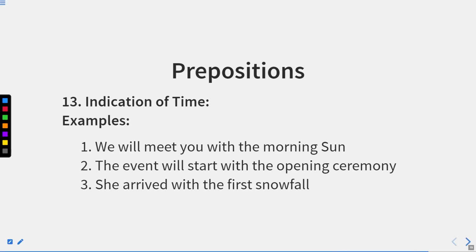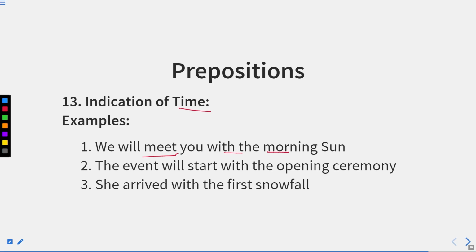Now, indication of time. We will meet you with the morning sun. So here when we are referring to some time and we are indicating that with a particular action, we can use a preposition with. How? We will meet you in the morning, that can also be the sentence, but here the sentence is, we will meet you with the morning sun. We know well that the morning sun will obviously rise in the morning. It means here indirectly we are saying that we will meet you in the morning. So we can modify that sentence in this manner as well. It means there is an indication of time.